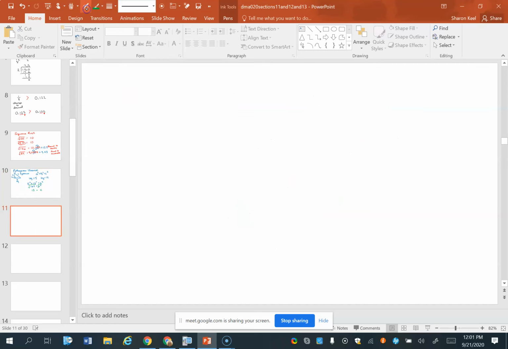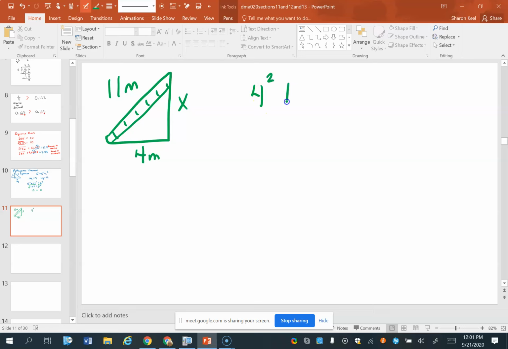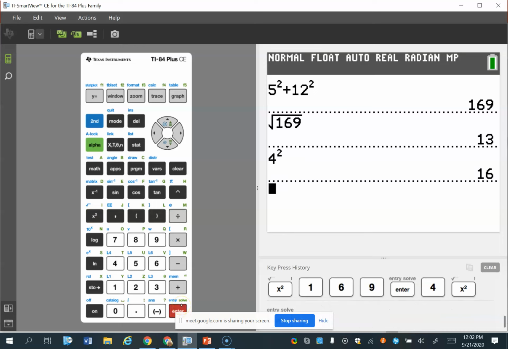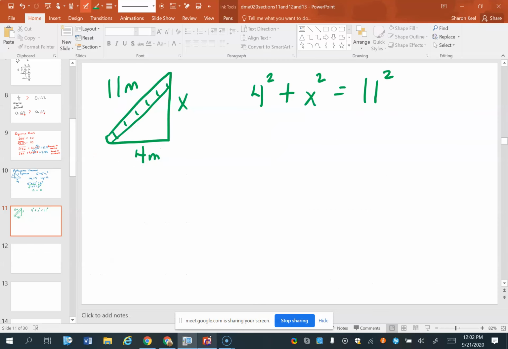This one I'm going to sketch a drawing here, a ladder that's going to be leaning against the wall. So here, the ladder is 11 meters. The distance at the bottom is 4, and we do not know the side. These are the A and the B. Okay, so I would have 4 squared plus x squared equals 11 squared. So 4 squared gives us 16. 11 squared gives us 121. So I would have 16 plus x squared equals 121.